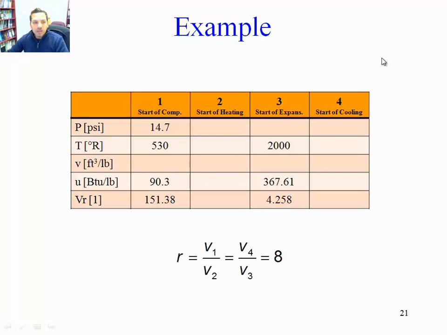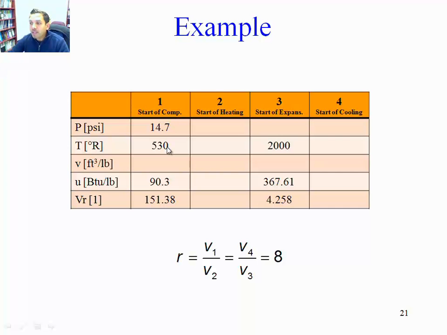We can go to the tables. From the tables, we can find information because we know the temperature at state 1 and we know the temperature at state 3. I'm not going to show you snapshots of the tables because these are tables in British units. You can find them in your textbook or you can find them online.